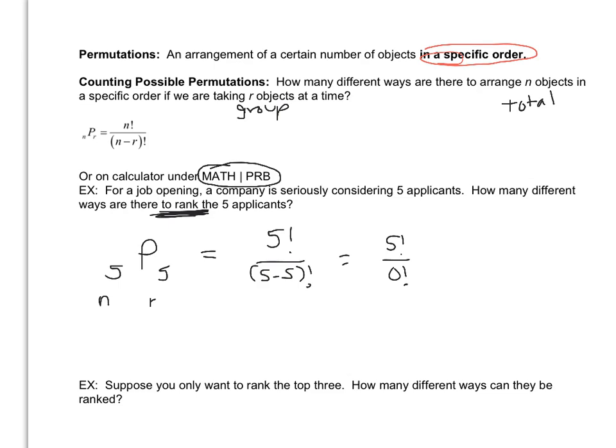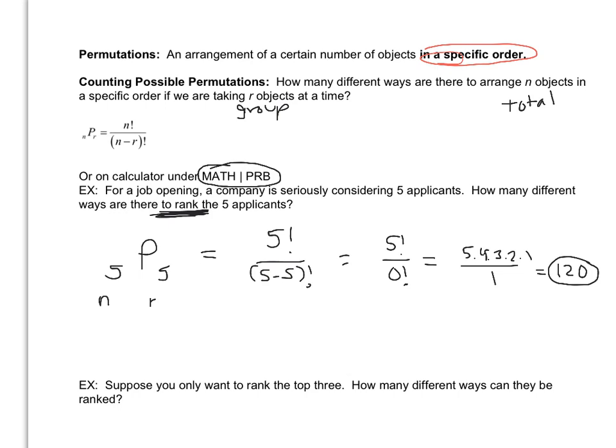Now 0 factorial is an interesting number. It's not 0, as you might guess, because if it was 0, this would be undefined since you can't divide by 0. 0 factorial is always defined to be 1. And then 5 factorial we know is 5 times 4 times 3 times 2 times 1, which is 120. So there are actually 120 different ways to rank these 5 applicants, assuming the order matters: having one person first, one person second, one person third, and so on.